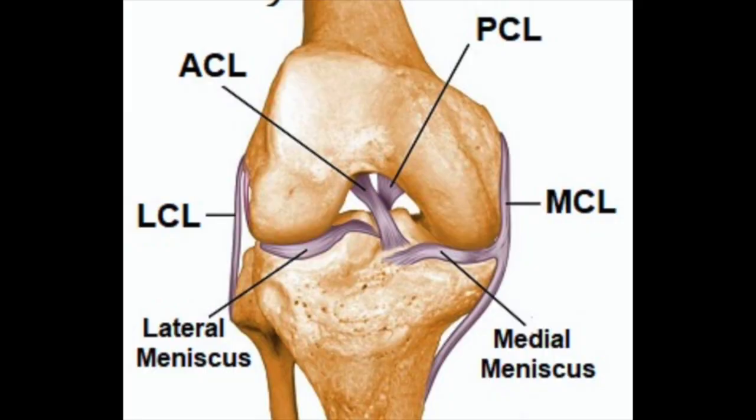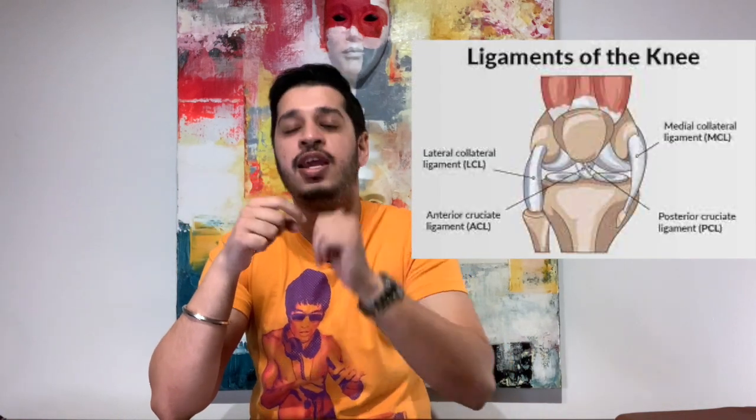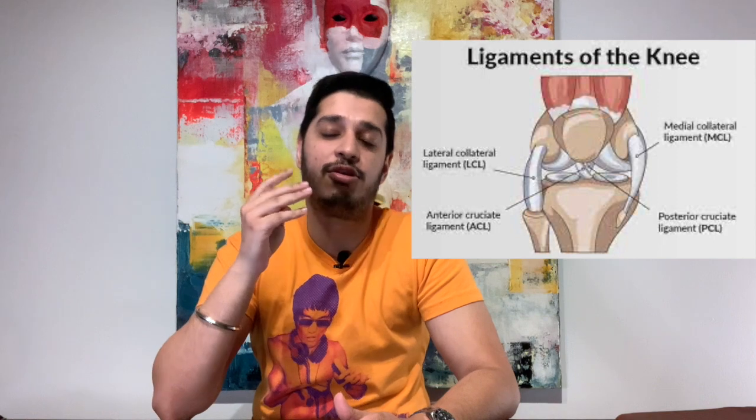And my suspicion, when somebody says 3 primary ligaments of the knee, it has to be most likely the ACL, the anterior cruciate ligament. It could possibly be the PCL, the posterior cruciate ligament, or it could be one of the other 2 ligaments, which is the MCL or the LCL. The MCL is the medial collateral ligament, which is on the inside of the knee, and the LCL is the lateral collateral ligament on the outside of the knee.